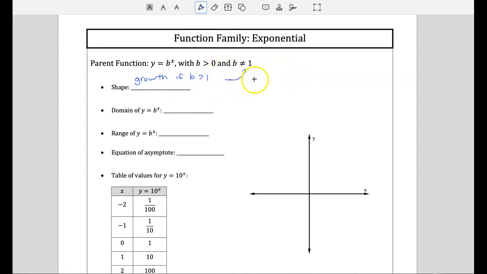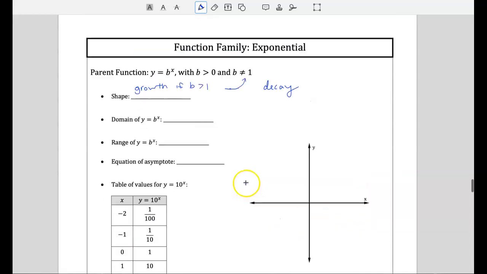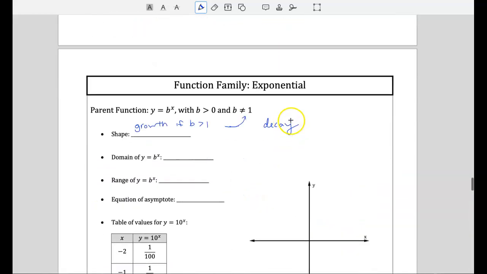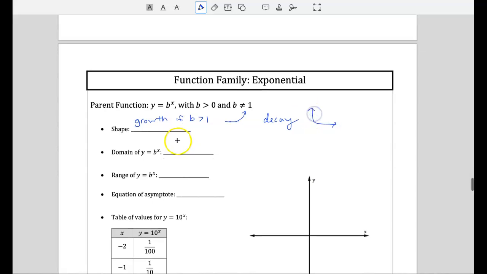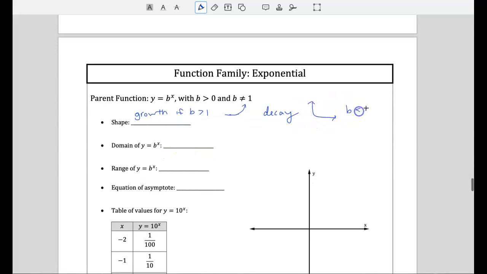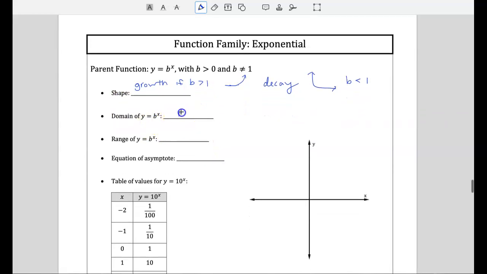And if it's decay, there's some pictures down here too. If it's decay, it's going to be coming down this way and getting smaller if b is less than 1 but greater than 0. The domain is all real numbers.